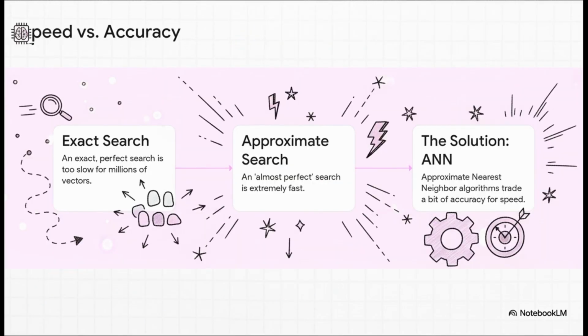The solution is actually a really brilliant compromise. See, developers realized that finding the absolute 100% perfect match takes forever. But finding a bunch of almost perfect matches, that's lightning fast. And this super clever shortcut is called Approximate Nearest Neighbor Search, or ANN for short. You're basically trading a tiny, tiny bit of accuracy for a massive jump in speed.